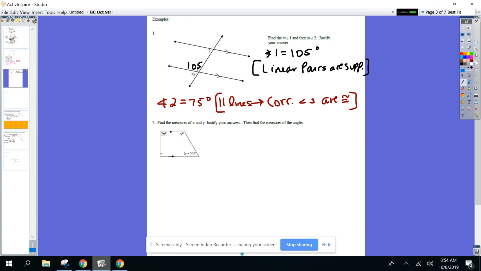Name these types of angles here. What did you call them? No, you just had it. 105 and 2 are what types of angles? I know they're supplementary, but why? Because they're what type of angles? Same side interior angles are supplementary. That's what I would write for my justification. Questions?